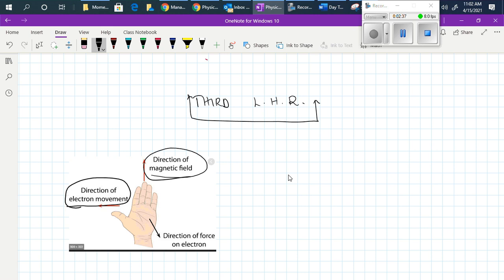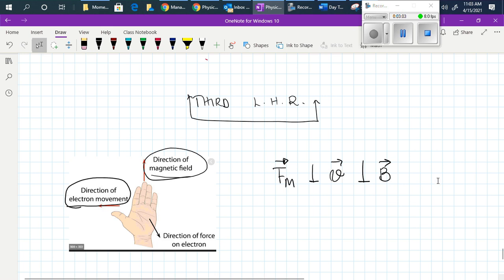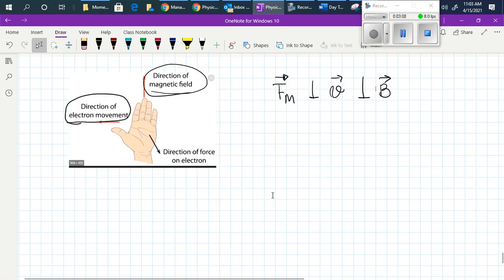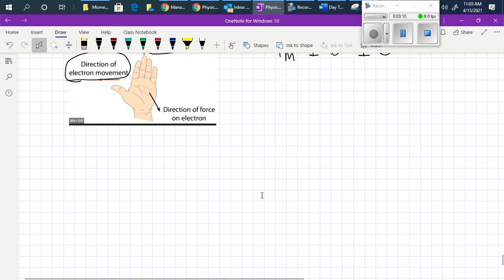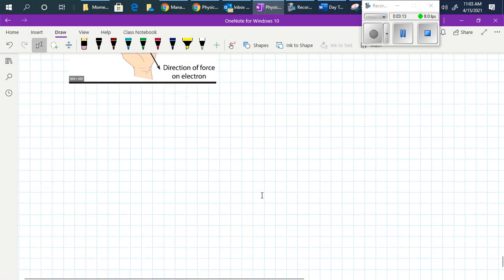So in this case, the magnetic force that the charge is experiencing is mutually perpendicular to the velocity, or the direction that the charge is moving, as well as the external magnetic field that the charge is placed in. So this is how we will use the third rule.